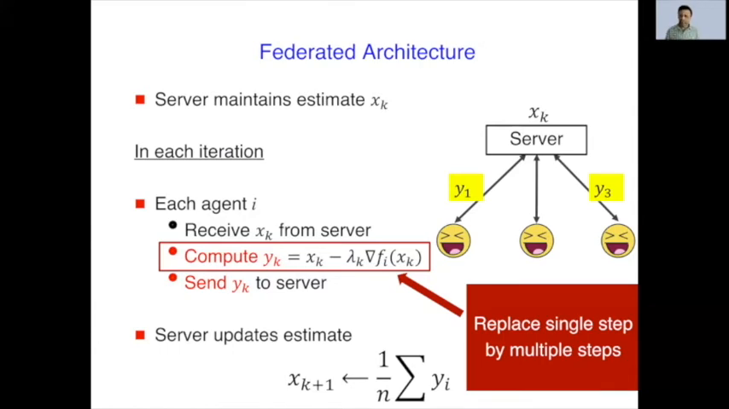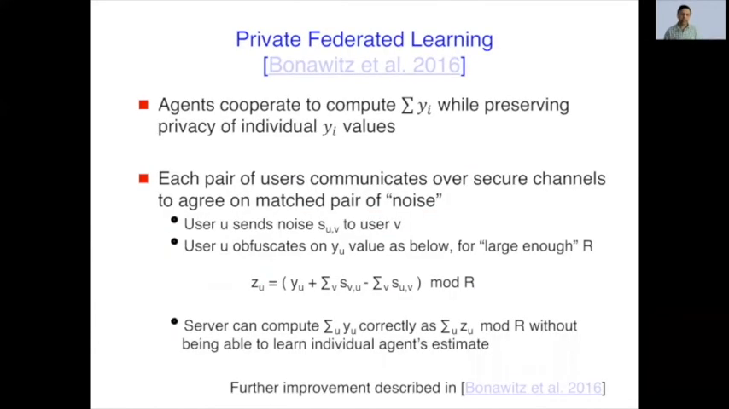What the agents do doesn't change. So how do you do the averaging without revealing your own value of y to the server is the question. That's the goal here. So the server wants to compute the summation of y or the average of y, but the agents don't want to reveal the value of y to the server. And so here is a technique, and we will see a similar technique being used later in the talk as well for other schemes.